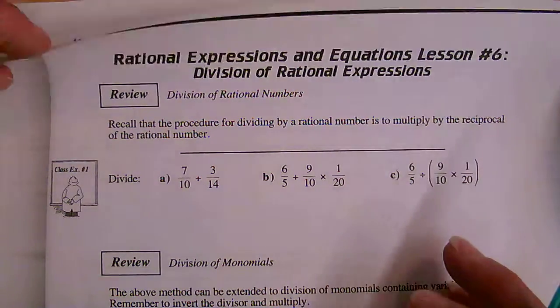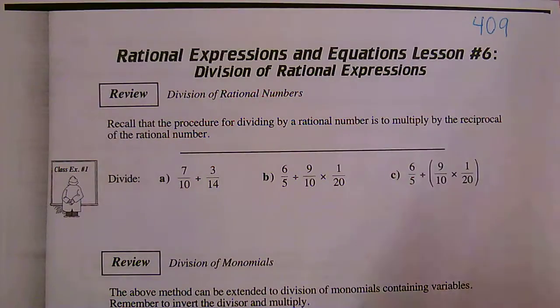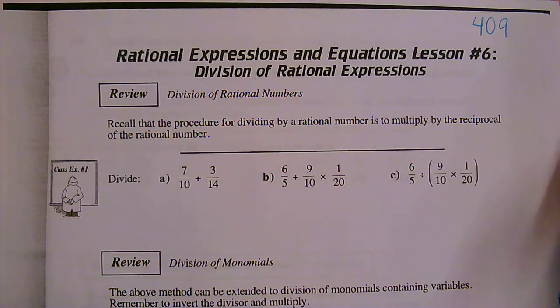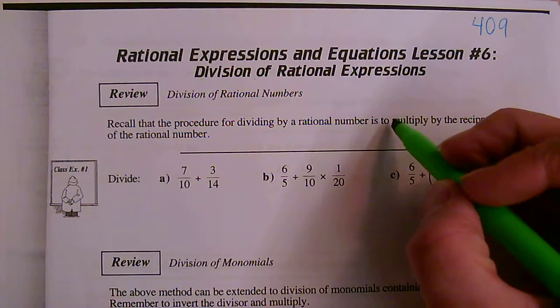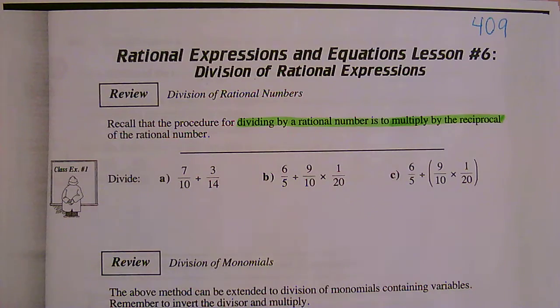Okay, we're back, 20-1. We're on page 409 in our books, and we're going to learn about dividing rational expressions today. So dividing any type of rational number, you multiply by the reciprocal. If you divide a rational, you multiply by the reciprocal.